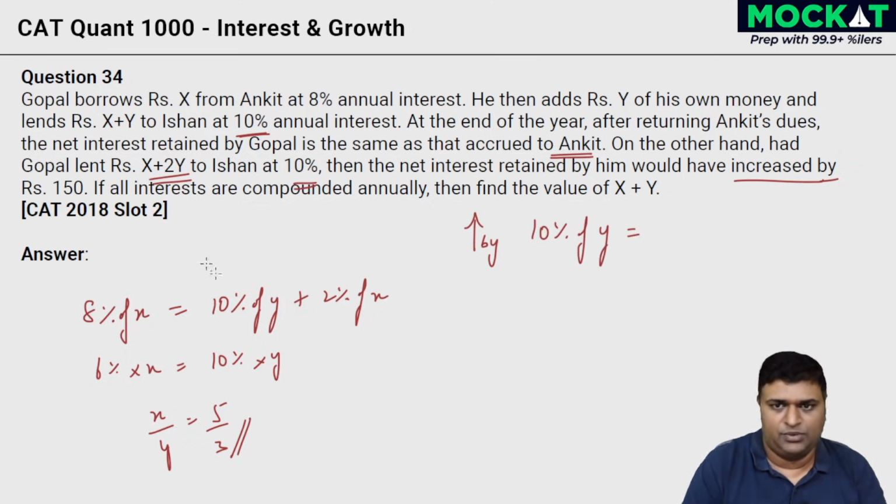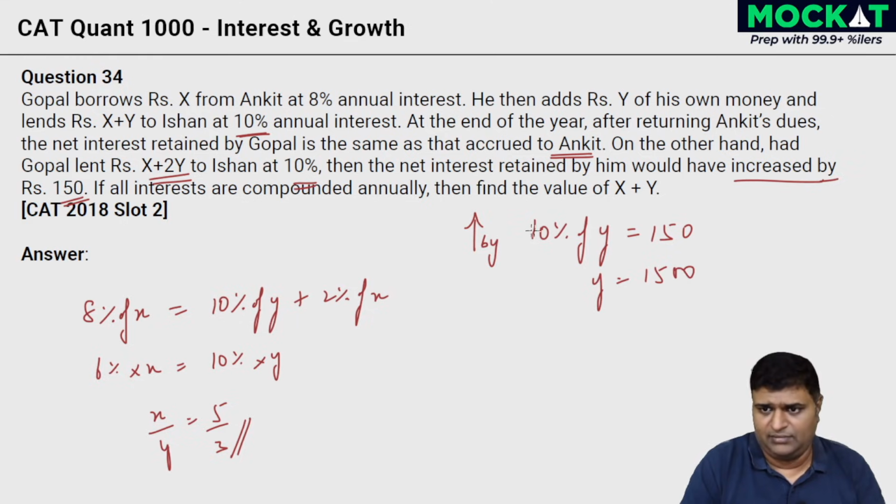And that is given to me over here as what? Increased by rupees 150. That extra Y which was lent out resulted in 10% of Y, that results in extra 150 rupees coming in, and that's it. With that we can find 10% of something is 150. Then what is y?